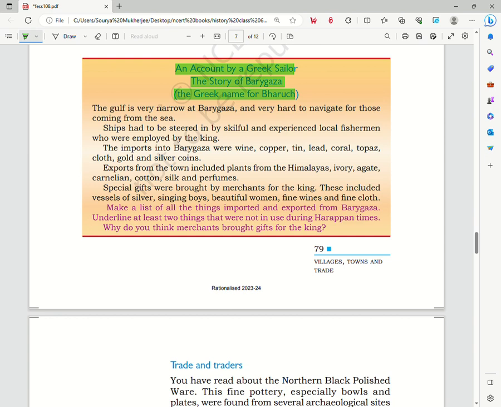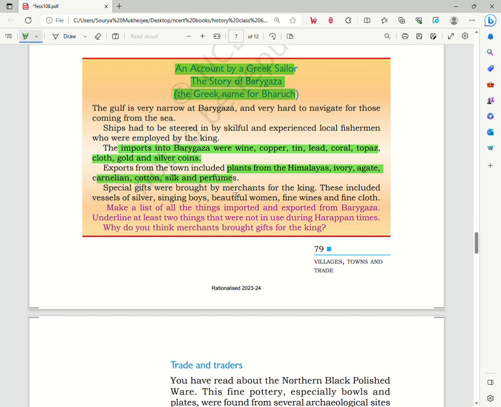The Gulf is very narrow at Barigaza and very hard to navigate for those coming from the sea. Ships had to steer in very skillfully, with experienced local fishermen who were employed by the king. The imports into Barigaza are wine, copper, tin, lead, coral, topaz, cloth, gold and silver coins. The exports from the town include plants from the Himalayas, ivory, agate, carnelian, cotton, silk and perfumes.